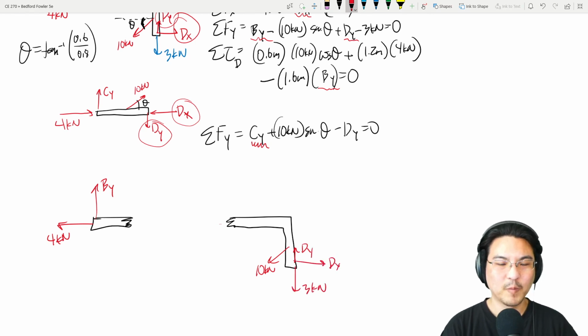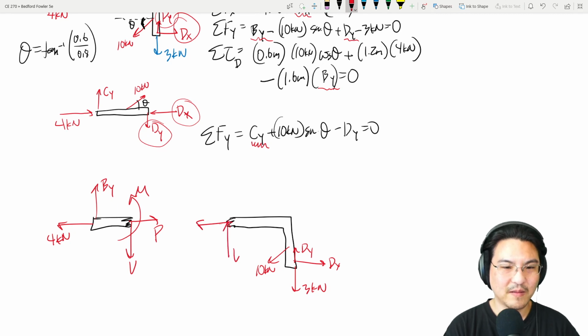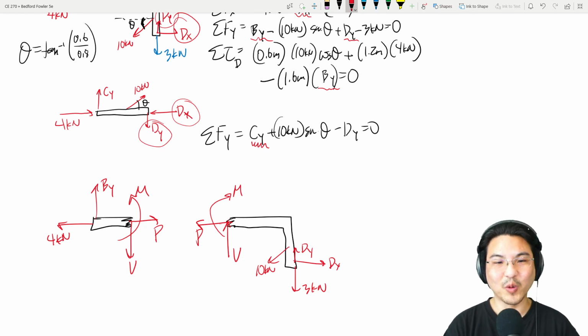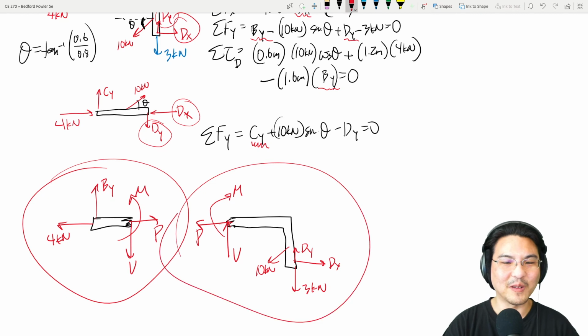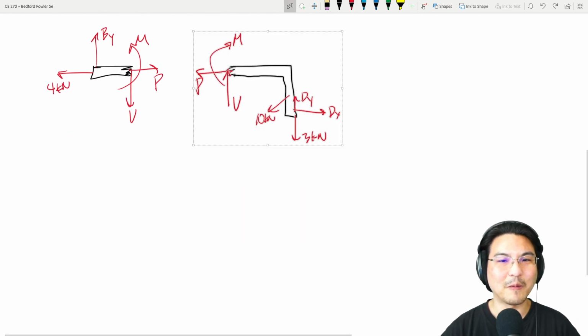Okay, so when you cut it here, you expose the internal forces and moments. Shear, axial force, bending moment. Shear, axial force, bending moment. Okay, now you don't need to analyze both sections, just one. So which one? This one or this one? I would pick the one that looks easier, which maybe I would argue this one looks easier to analyze. So let's just stick with that one.